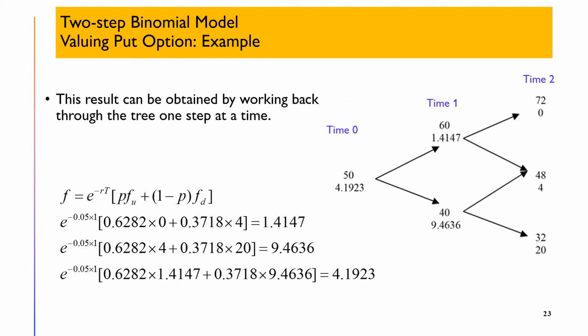Here I have presented the detailed calculations from the final nodes at time 2, moving backward. The put option value at time 1 is calculated using the one-step formula, where the put option values are 1.4147 and 9.4636. Next, we move backward to time 0. We use the same one-step formula to calculate the option value at time 0.